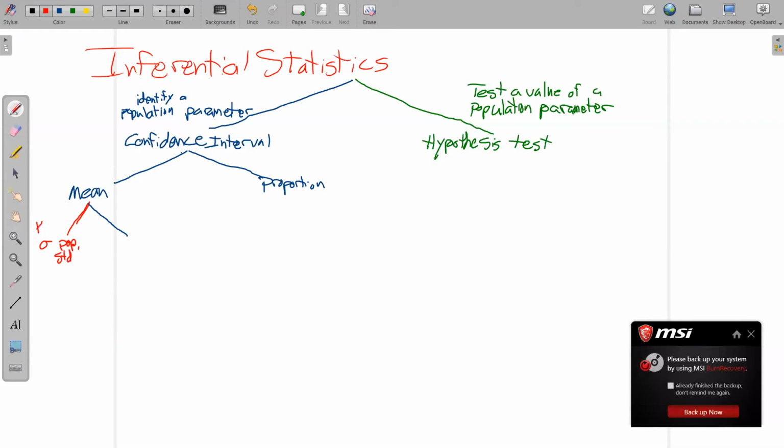And so the question is, do we know the population standard deviation? Let's say we do know it. The other scenario is where we do not know sigma, which again is the population standard deviation. Now think about this for a second. We're trying to measure a population mean. If we don't know the mean, how would we know the standard deviation?